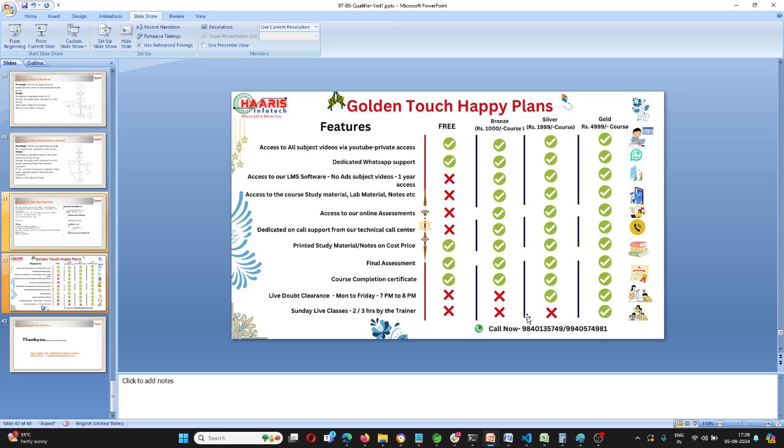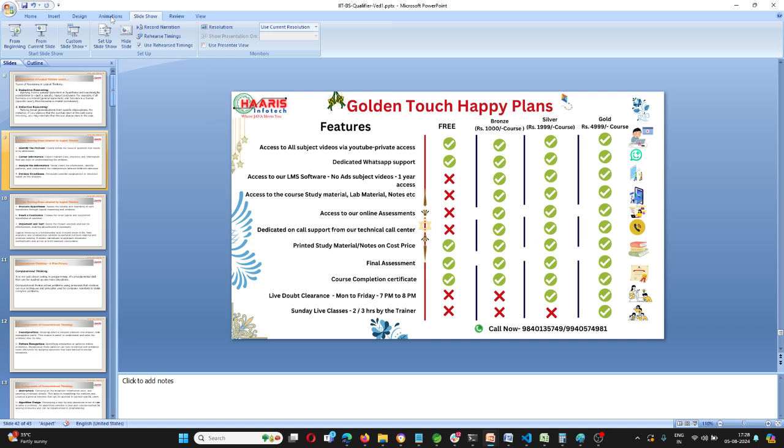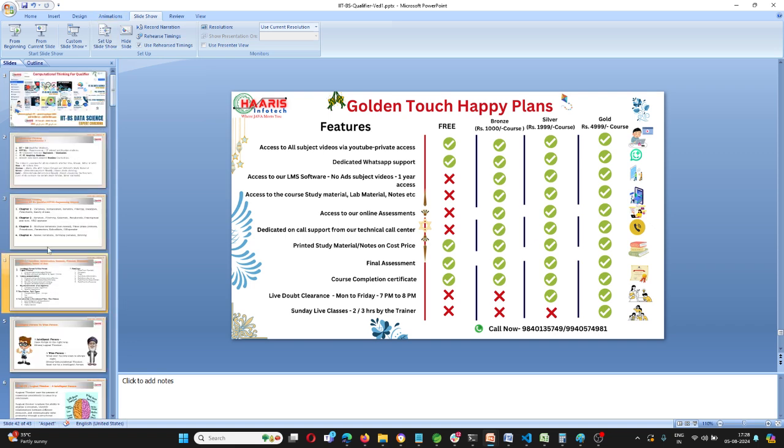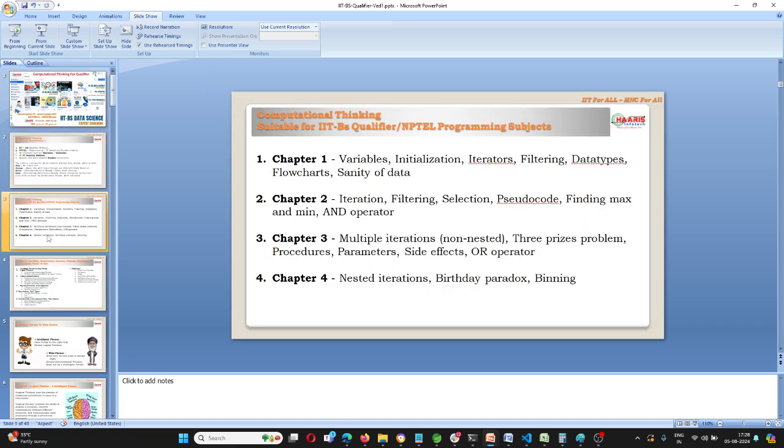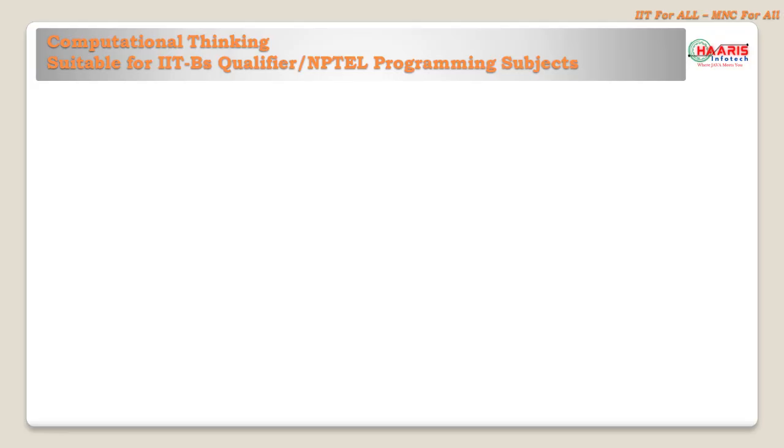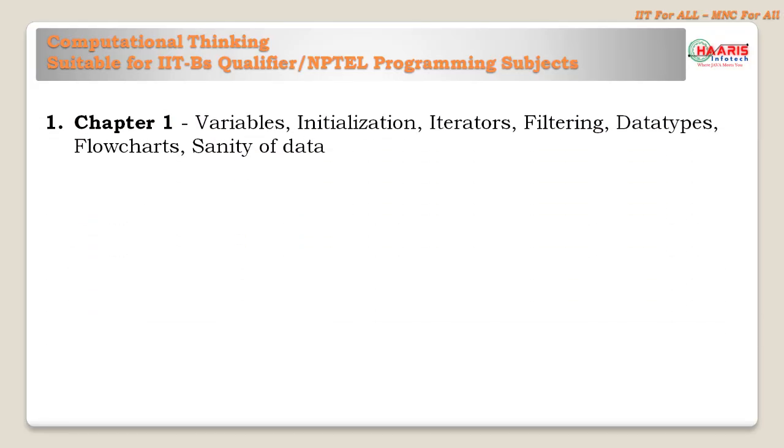Now let me congratulate you guys. We have completed the first chapter. See, this first chapter has so many things being covered. Let me just have a glance of what we covered. Please have patience to look at this. See, this was the chapter which we wanted to learn. So variables, initialization, iteration, data types, flowchart, sanity of data. Now you saw the data, how important it is. So we have covered the basics of programming.